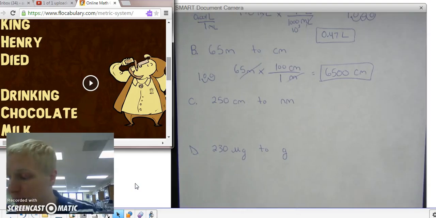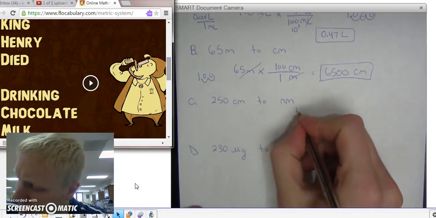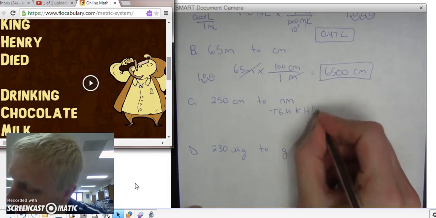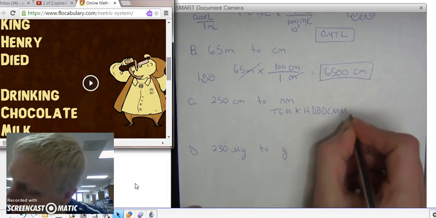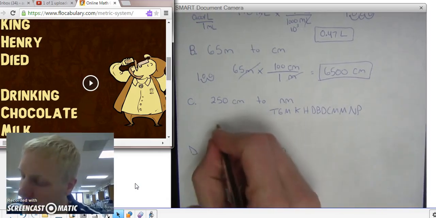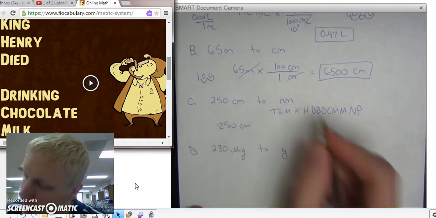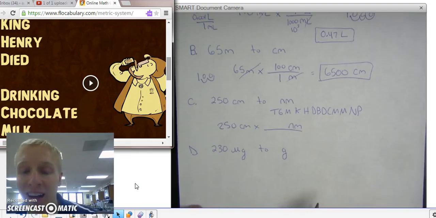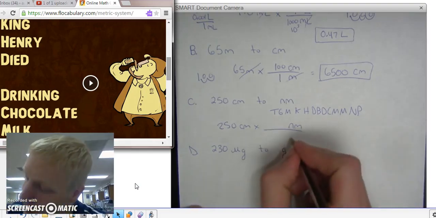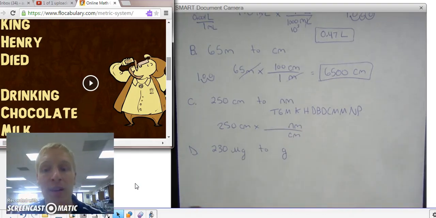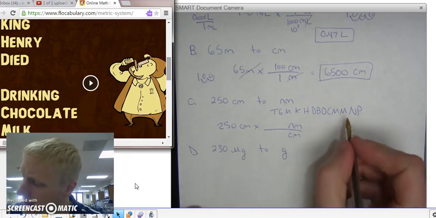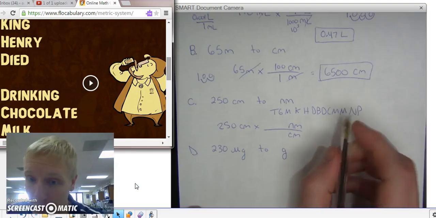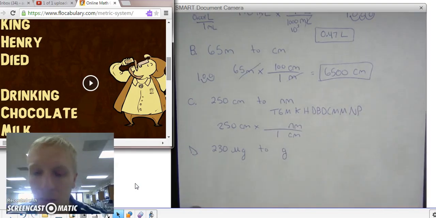Let's write that acronym down again. The great mighty King Henry died by drinking chocolate milk, making Nancy pout. We're starting with 250 centimeters and we want to convert it to nanometers. So we're putting nanometers on top because that's what we want to end with. We're putting centimeters on the bottom because that's what we're getting rid of. Which one's bigger? Nano's down there, centi's up here. Centi's definitely bigger, so I'm putting 1 with centi.